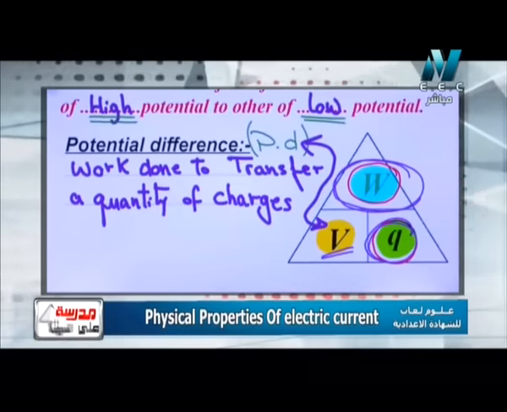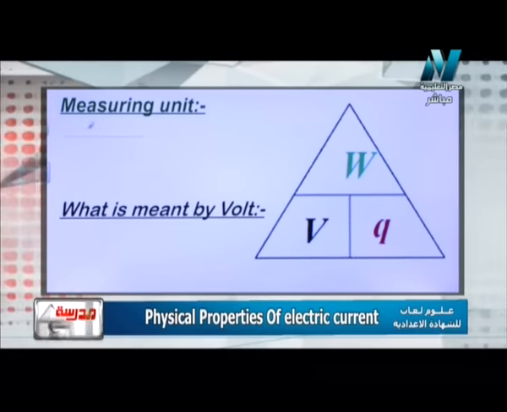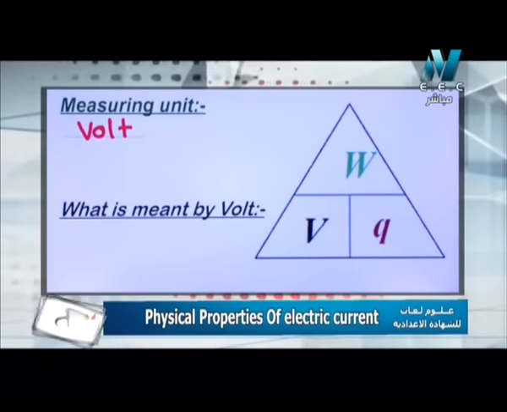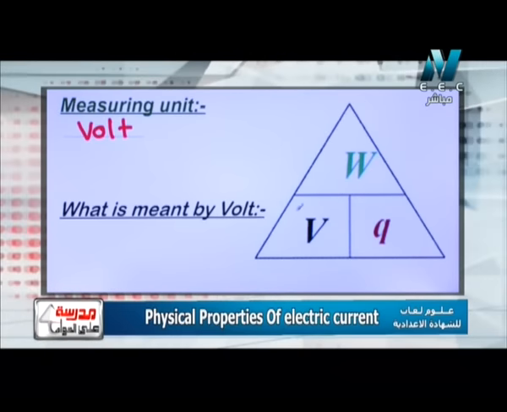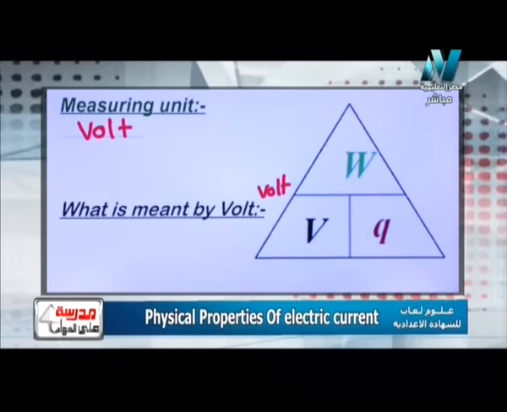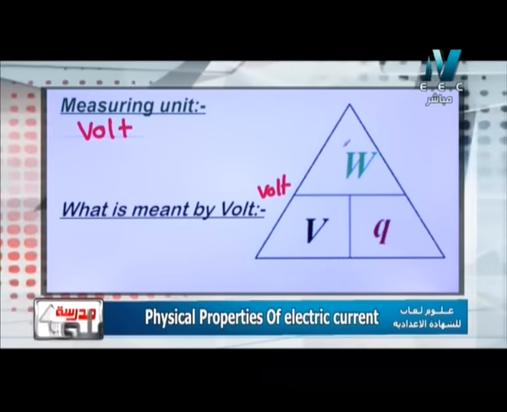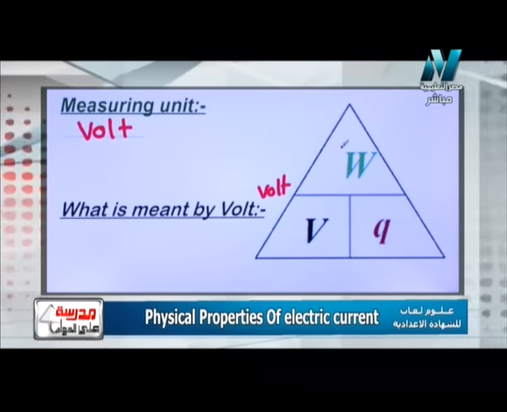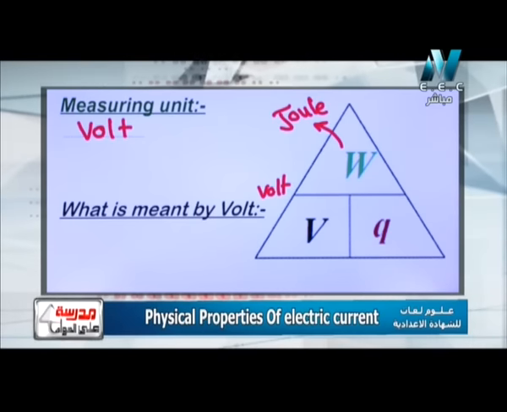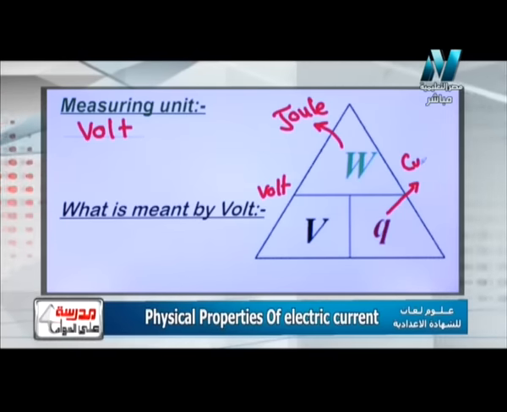Okay. Now we have measuring unit. Measuring unit of potential difference is what? Is volt. And we can define volt from the magic triangle. What is meant by volt? Here is volt. The measuring unit of work is what? As we studied before in first prep. خدنا في أولى إعدادي. The measuring unit of work is joule. And we know the measuring unit of quantity of charge is coulomb.